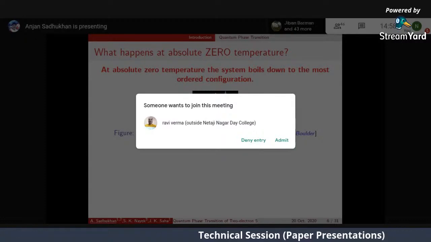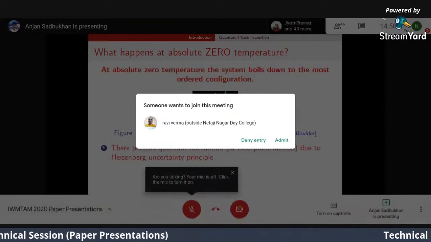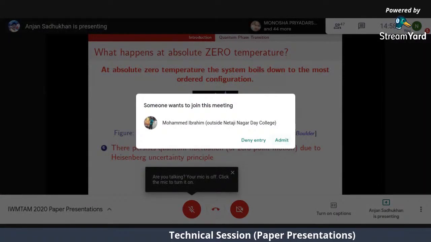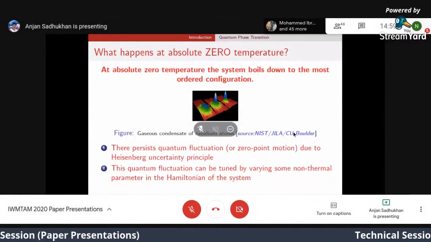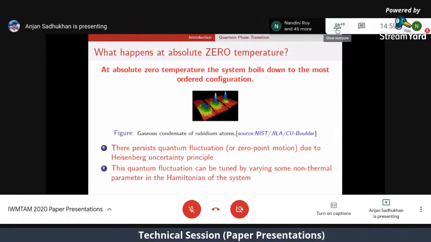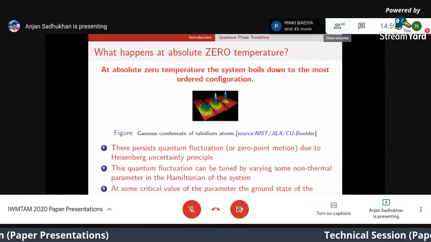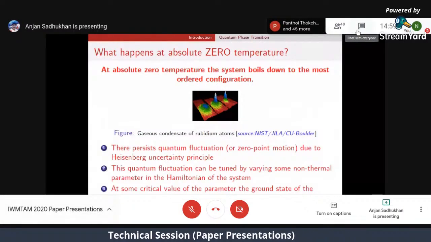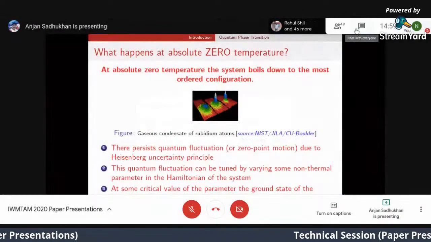However, at absolute zero temperature, there exists a non-zero motion due to the Heisenberg uncertainty principle, which is also known as quantum fluctuation. And this non-zero motion can be tuned by some non-thermal parameter in the Hamiltonian of the system. Now, like the critical temperature in classical phase transition, for a certain value of the parameter in the Hamiltonian, the bound state of the quantum system changes fundamentally, which is referred to as quantum phase transition.